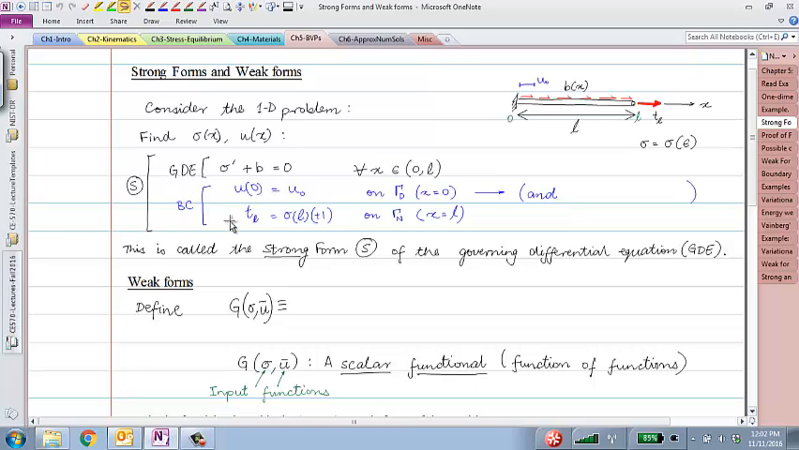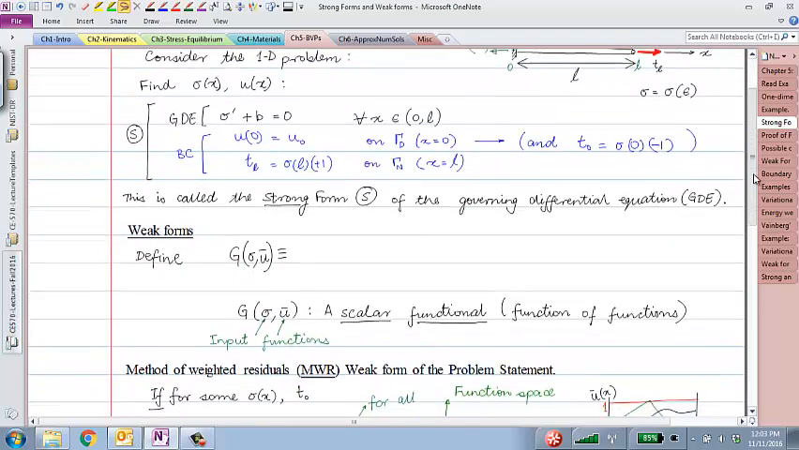Before I proceed with that, I'll also comment that on the Dirichlet boundary, where the displacement was specified to be some given value u0, the corresponding traction condition is T at 0 equal to stress at 0 times the normal at 0. The normal at 0 is pointing in the other direction, which is -1. So along with that displacement boundary condition, I also have the Cauchy stress traction relationship, and that was the Cauchy stress traction relationship at the right end.